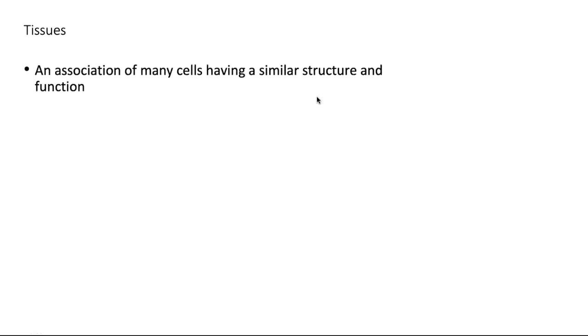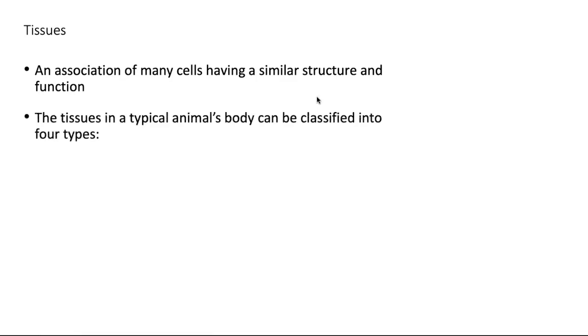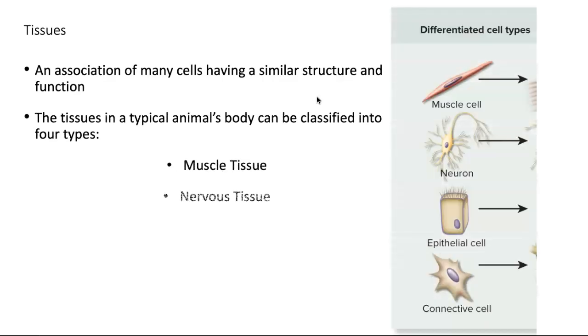Okay. So tissues are association of many cells that have similar structure and function. And our tissues in a typical animal's body can be classified into 4 types. And we've already mentioned them, right? We've got muscle tissue, we've got nervous tissue, there's epithelial tissue, and connective tissue. So that's what we'll spend the next couple videos talking about in detail.